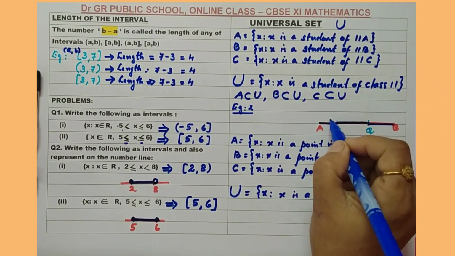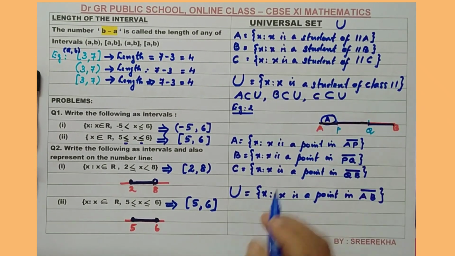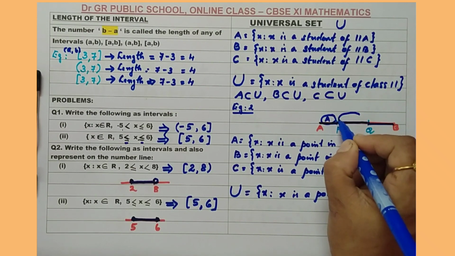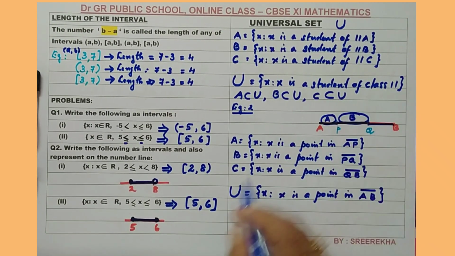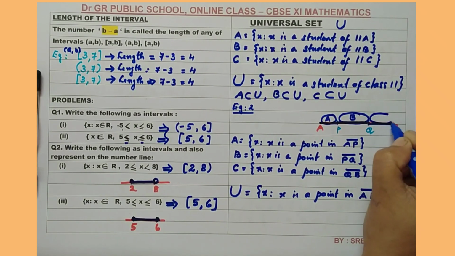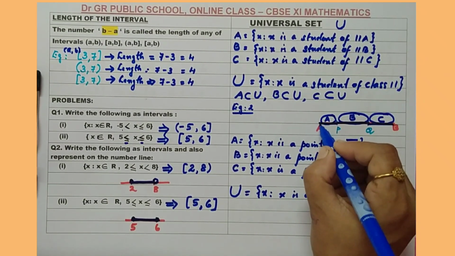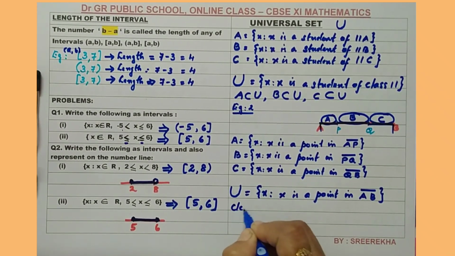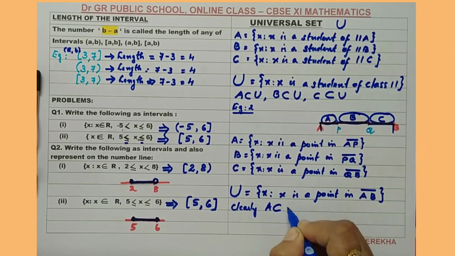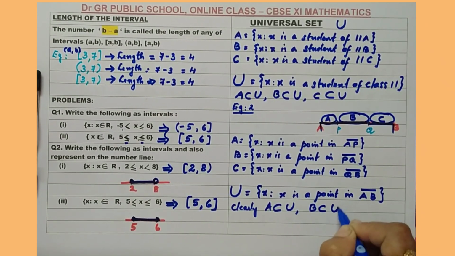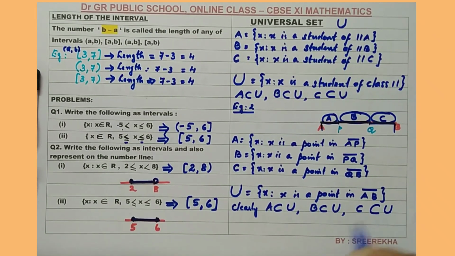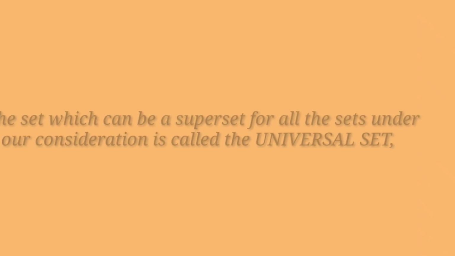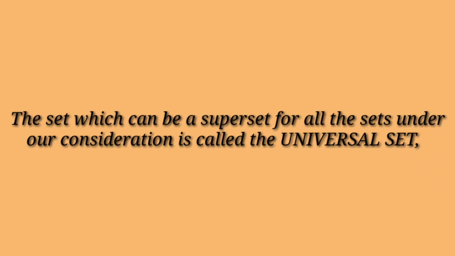Or you can say that this much is A, a subset of the universal set. This represents B, the set of all elements in PQ. This represents B and this represents C. All these sets are subsets of our universal set which consists of all elements in AB. So clearly here also the set A is a subset of the universal set, B is also a subset, and C is also a subset. So from this you can conclude what a universal set is: a set which can be a superset for all the sets under our consideration is called the universal set.